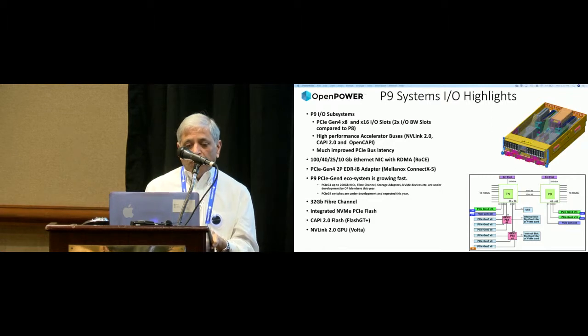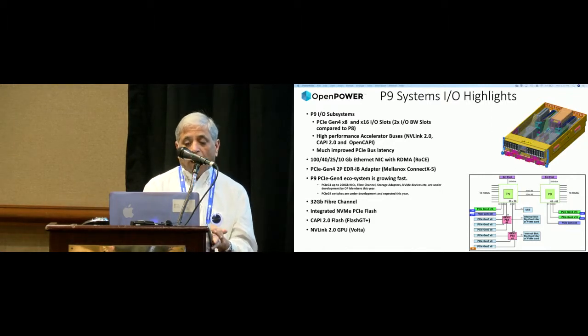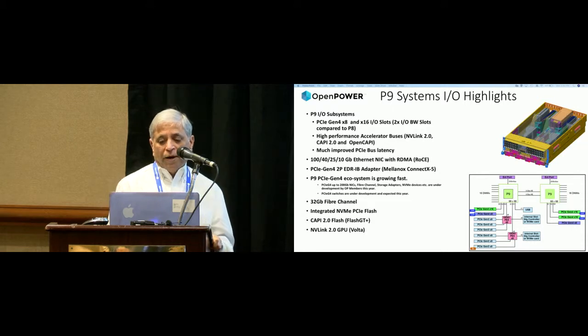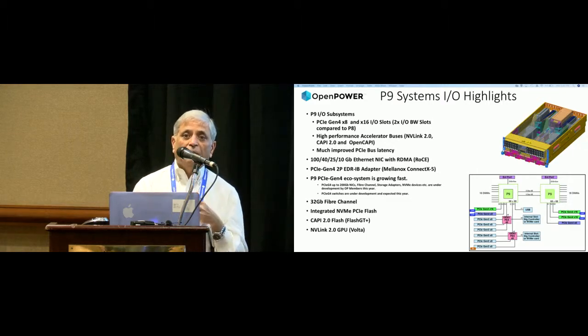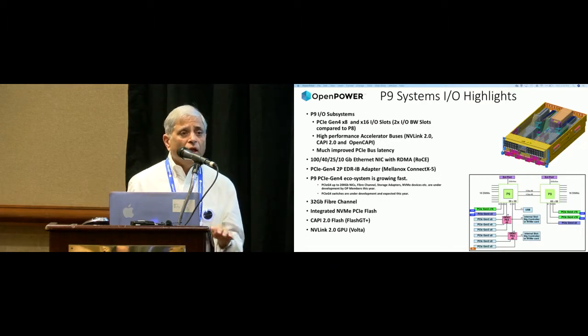We also have 32 gigabit Fibre Channel. We actually released it, it's available. And we came up with a new design point for our Power Enterprise server, embedding NVMe devices in the planar itself, very close to the planar and devices. So those are available. CAPI 2.0 flash and NVLink flash GT Plus and Volta card. So we have devices taking advantage of this infrastructure.